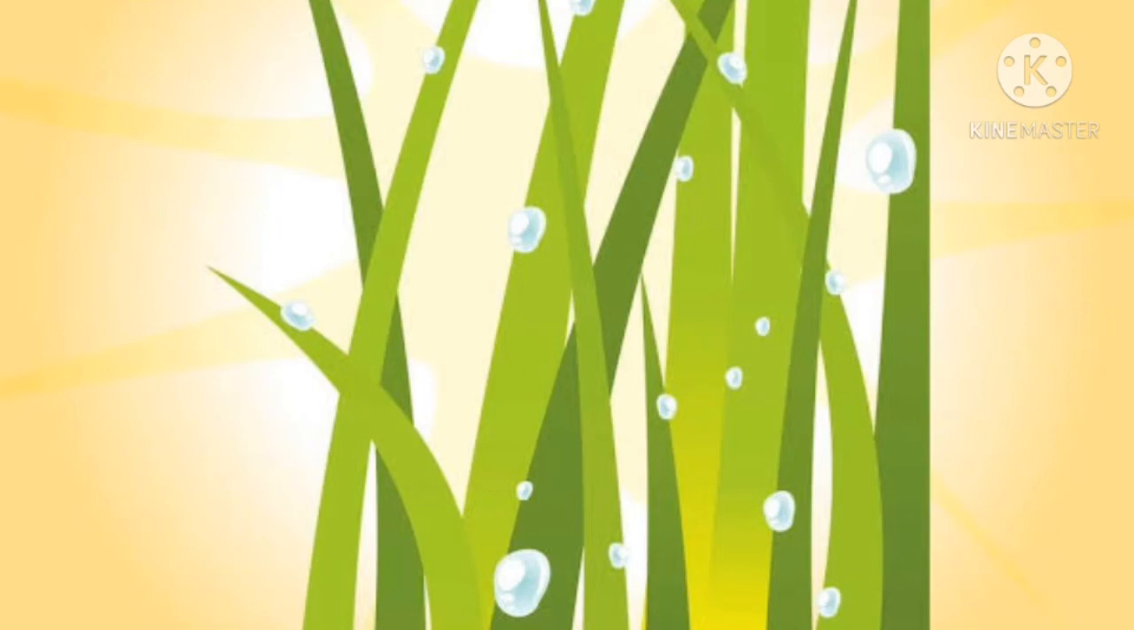Dew. You must have observed drops of water on a leaf or grass on a cold winter morning. This is dew. When the water vapor present in the cold air condenses and appears as droplets on objects' surfaces, it is called dew.